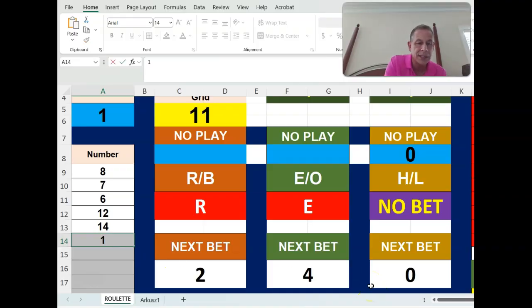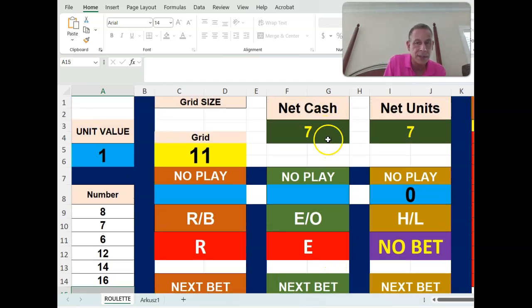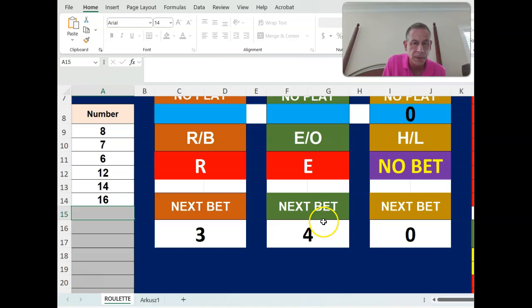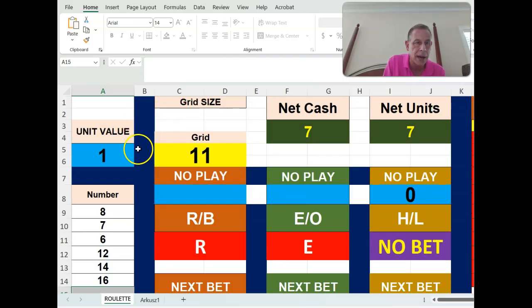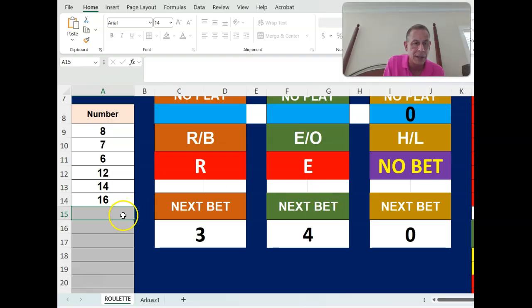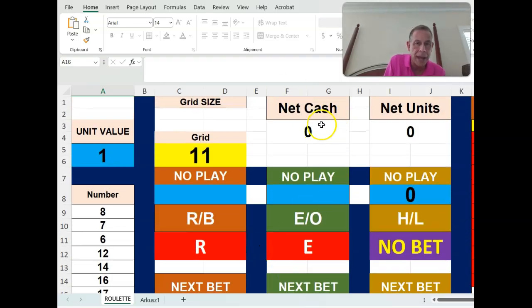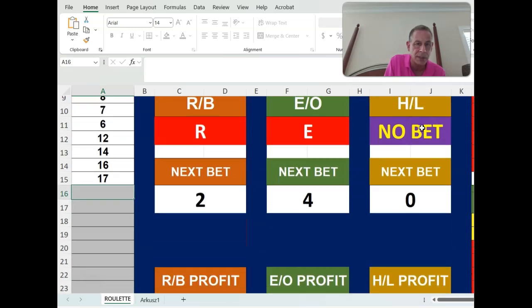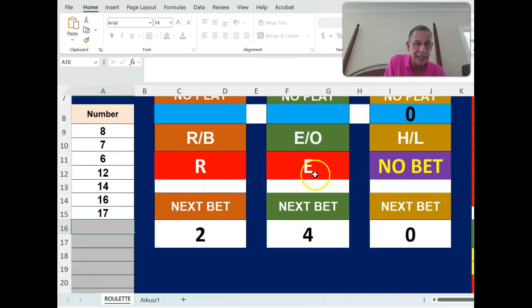And what do we get? We get a 16, right? So now we're up 7 units total. We're betting 3 units on red, black, and we're betting 4 units, in this case $4, because we have it set to $1 each, on even, right? And what comes up? 17. That's a loser, right? 17 is a black number and it's not even. So what does that do? It just tells us what to do next. Now we're back to break even on our net cash and our net units. And we're betting on red and even.